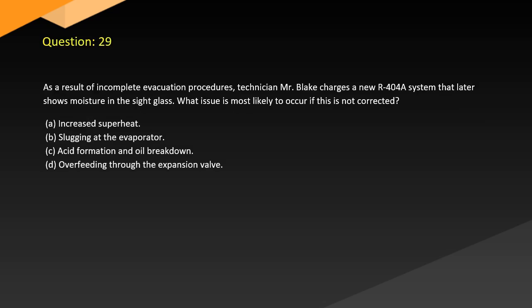Question 29. As a result of incomplete evacuation procedures, technician Blake charges a new R-404A system that later shows moisture in the site glass. What issue is most likely to occur if this is not corrected? A. Increased superheat. B. Slugging at the evaporator. C. Acid formation and oil breakdown. D. Overfeeding through the expansion valve.